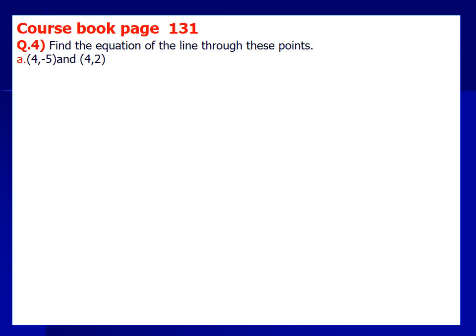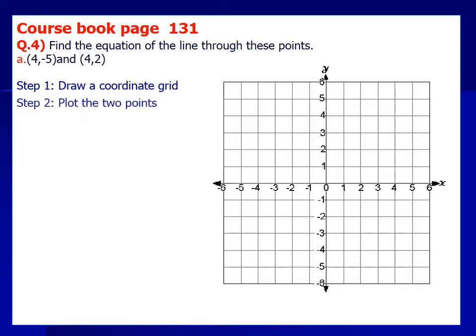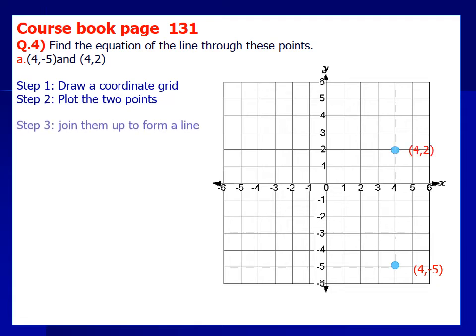Let's solve this question from course book, page 131. Question number 4. Find the equation of the line through these points. A, 4 minus 5 and 4, 2. How we will solve this question? First, draw a coordinate grid. Second step, plot the 2 points. This is the first point, 4 minus 5, and the second point, 4, 2. Third step, join them up to form a line.